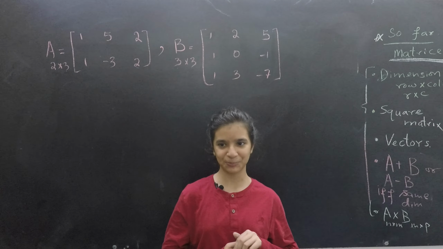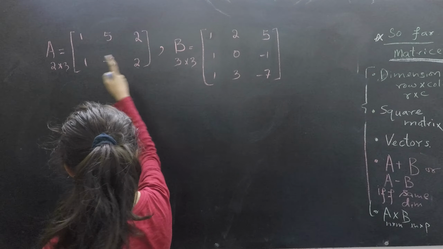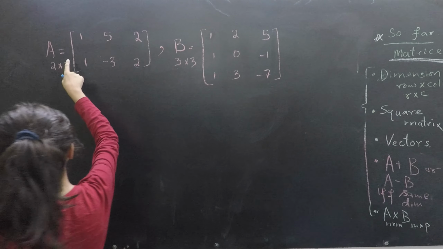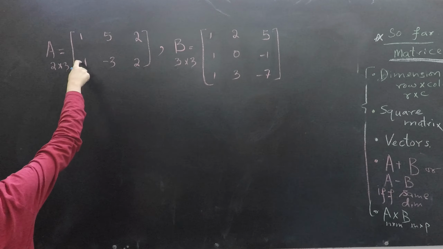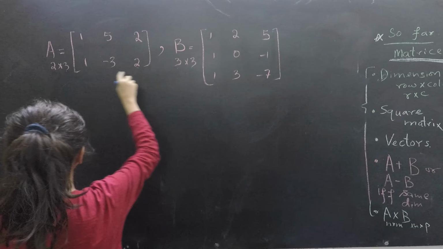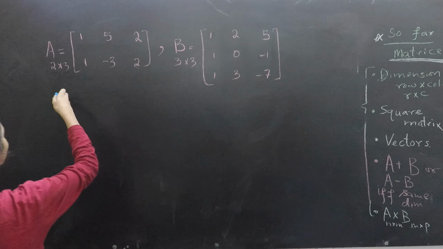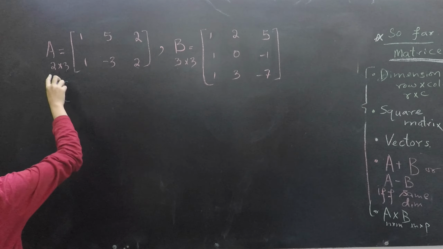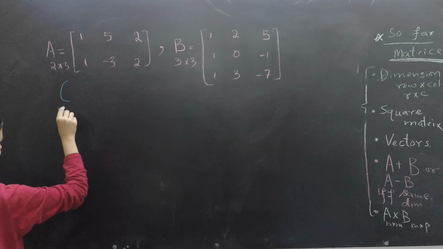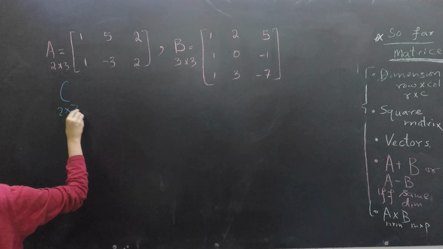So let's begin. Let's first find out if the multiplication between A and B is actually valid. We have to see that the first matrix's columns and the second matrix's rows are the same, 3 and 3. So this is very valid. Now the dimension of matrix C will be 2 by 3.